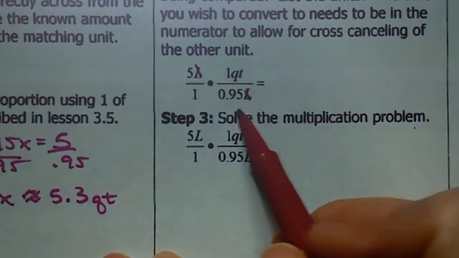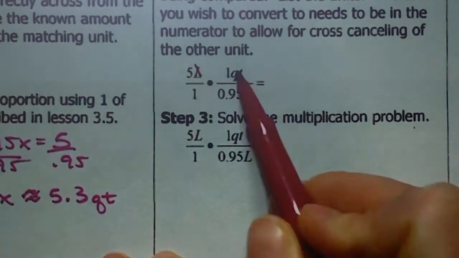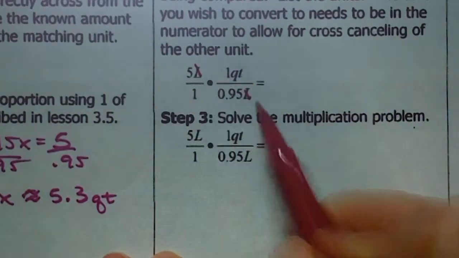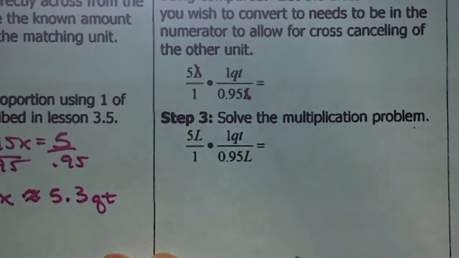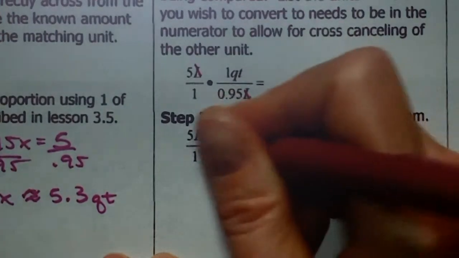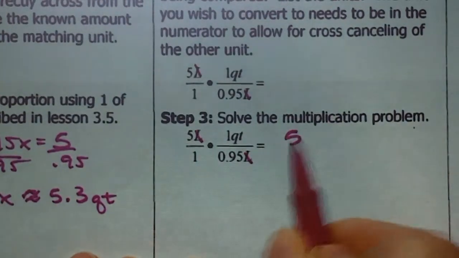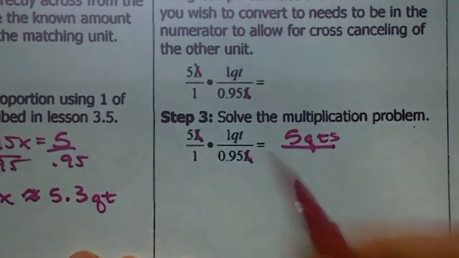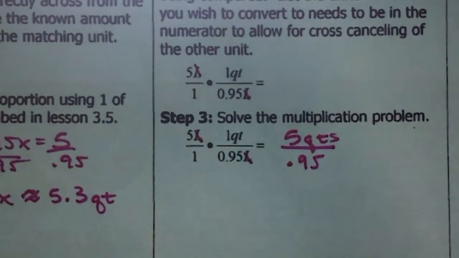So our conversion says that there's 0.95 liters in 1 quart. I need to put the quarts on the top. I need to put the liters on the bottom so those can cancel out. Now we'll multiply across the top, multiply across the bottom, and simplify it. So here, liters are gone, and I have 5 times 1 quart, which is 5 quarts. And I have 1 times 0.95, which is just 0.95. There's not a unit because it canceled out.